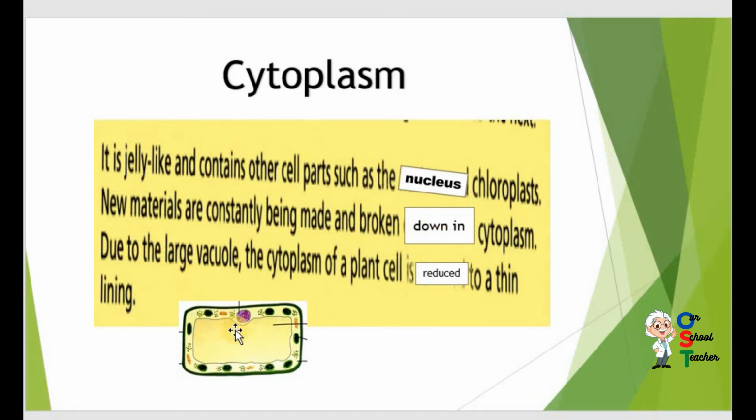Due to the large vacuole, the cytoplasm of a plant cell is reduced to a thin lining. You can say this lining is cytoplasm, and because of the vacuole, it is reduced to a thin lining. When you see animal cells, you can see cytoplasm fills the whole structure. It is not a lining, but in a plant cell, because of the vacuole, it is reduced to a lining.